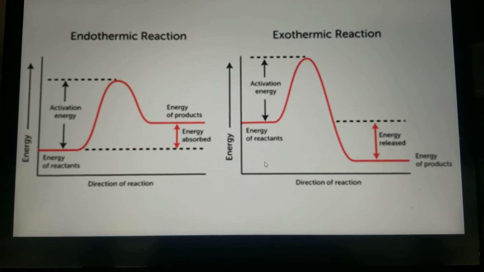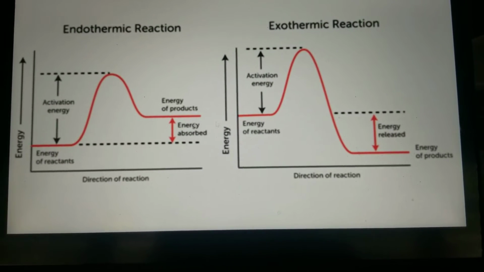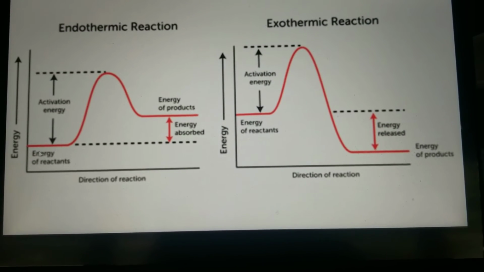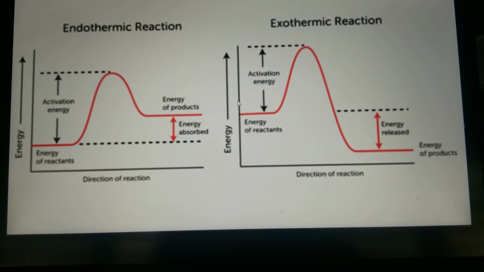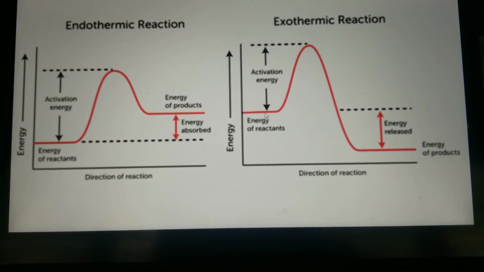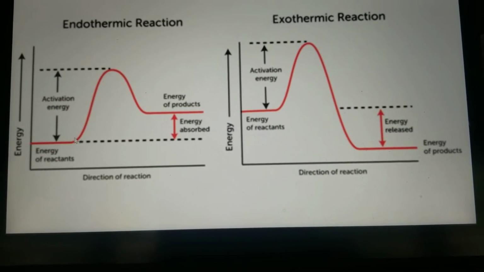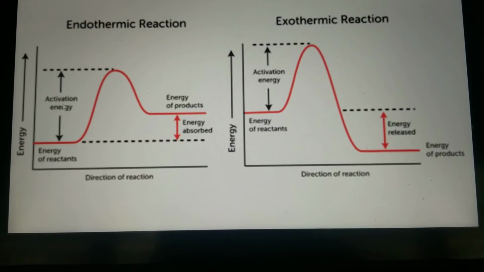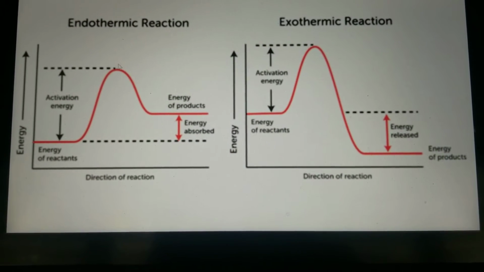So here are the 2 graphs. This graph shows an endothermic reaction. This graph shows an exothermic reaction. So see, this is where the starting point is. This is where the reactants start. On both graphs, the starting point is where the energy of the reactants is. Then the reactants have to have sufficient energy to get to the top. And that's called the activation energy here. Okay, the sufficient energy to get to the top.